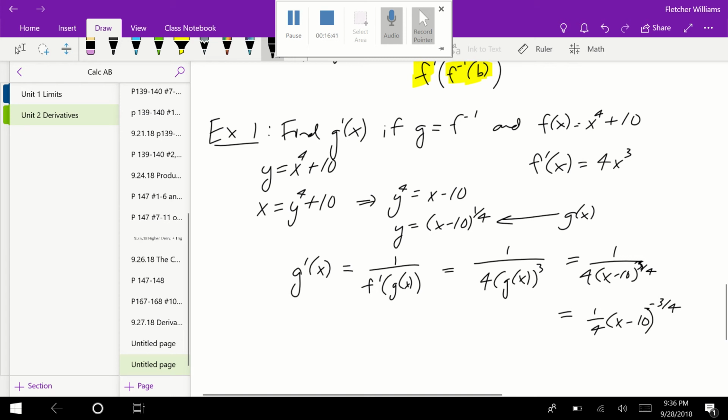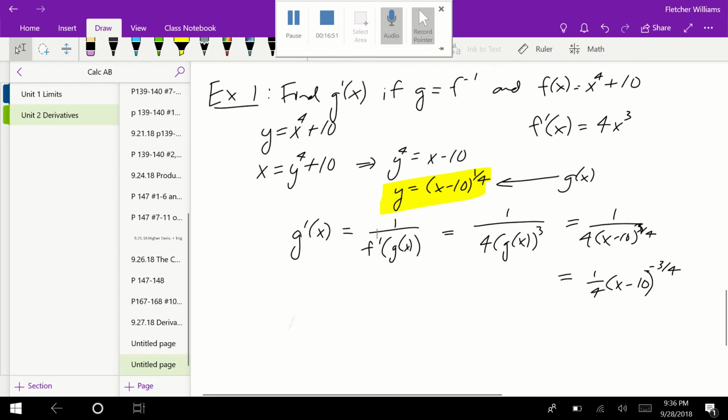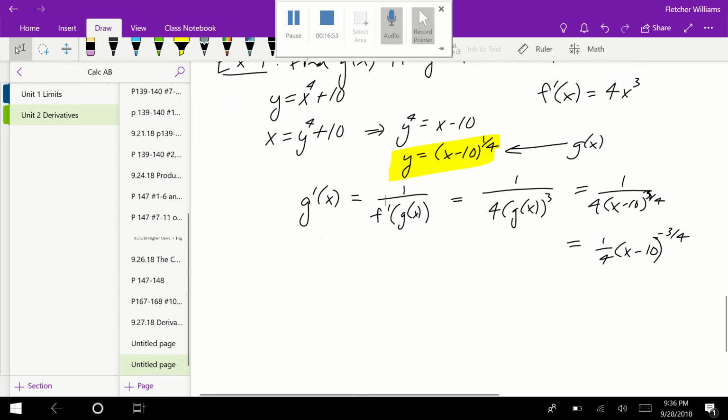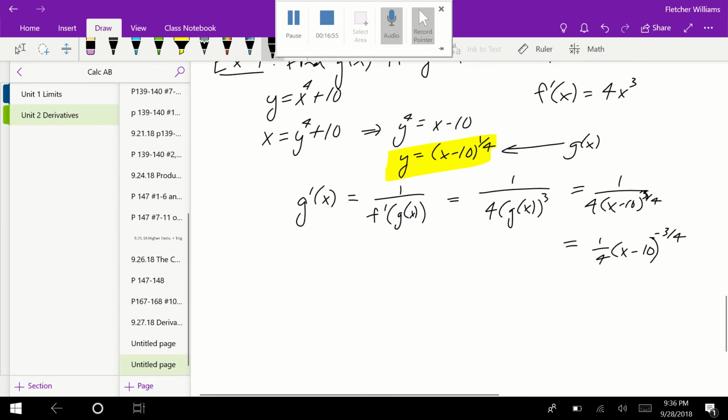Note that that actually would have been what you would have gotten using the power rule here, if that was your g of x. So in this case, you technically didn't need the formula, but I just wanted to show you how you could use it. Sometimes you really do need it. So let's look at when that happens.